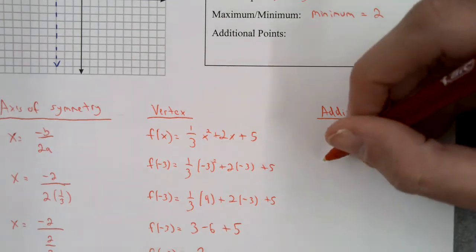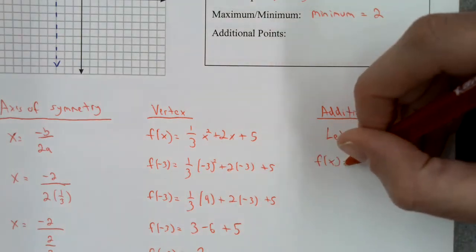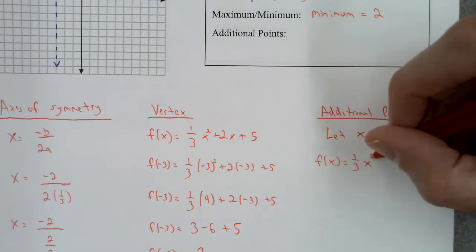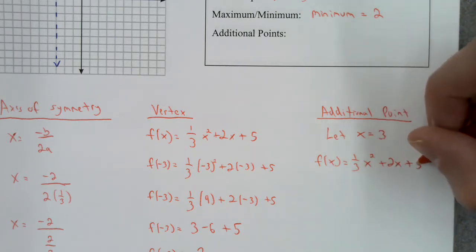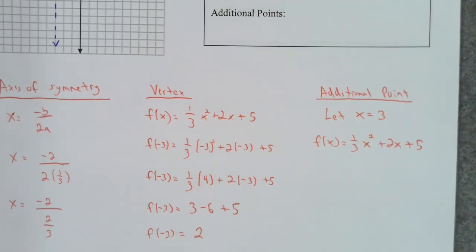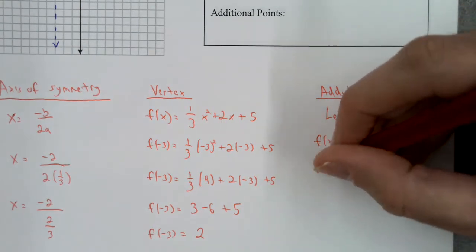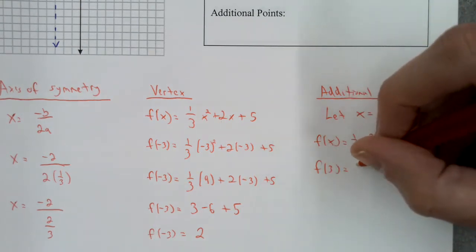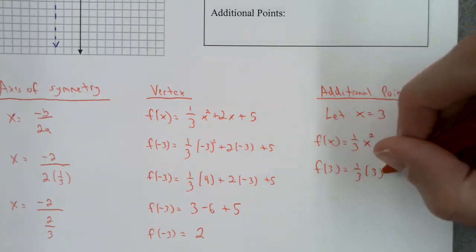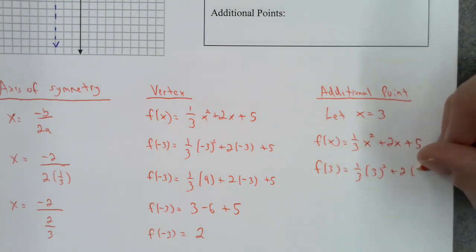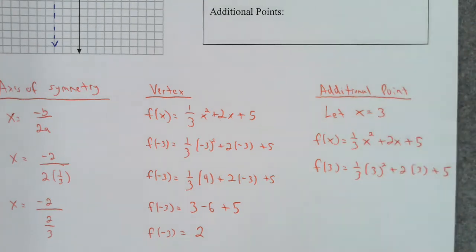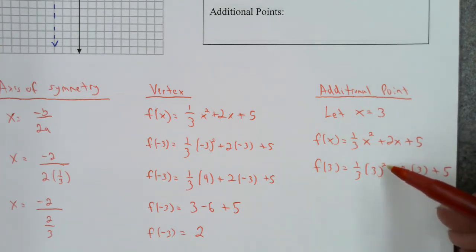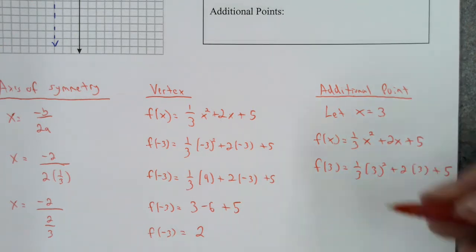Let me just recopy down the original problem again. f of x equals 1/3 x squared plus 2x plus 5. And let's substitute 3 in for x. So I'm going to have f of 3 equals 1/3 times 3 squared plus 2 times 3 plus 5. Just simplify that using the order of operations. So exponents next. 3 squared is 9.